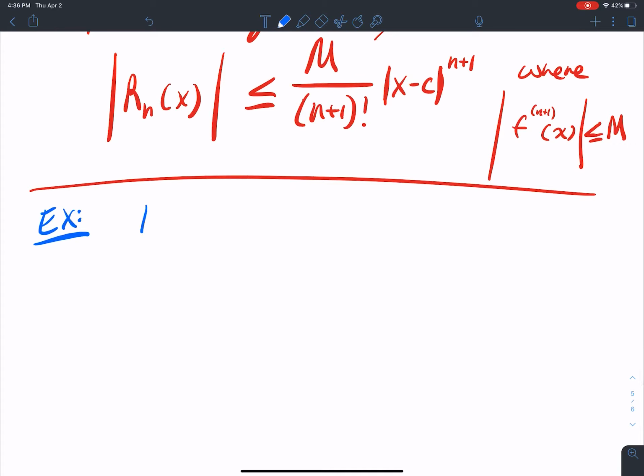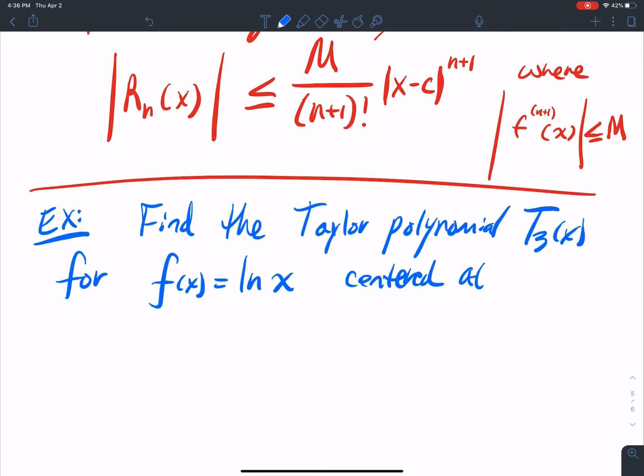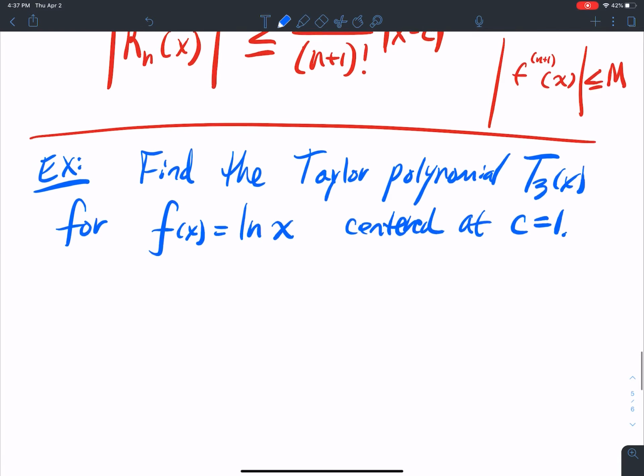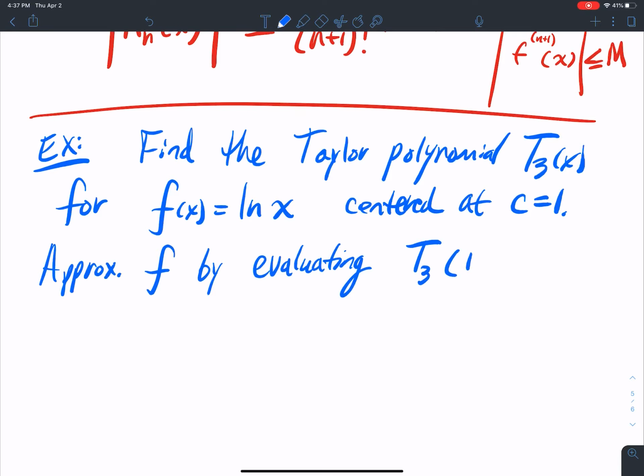I want to find the Taylor polynomial T3 of x for f of x equals the natural log of x centered at c equal to 1. Once I do that, I want to approximate f by evaluating T3 of 1.1.